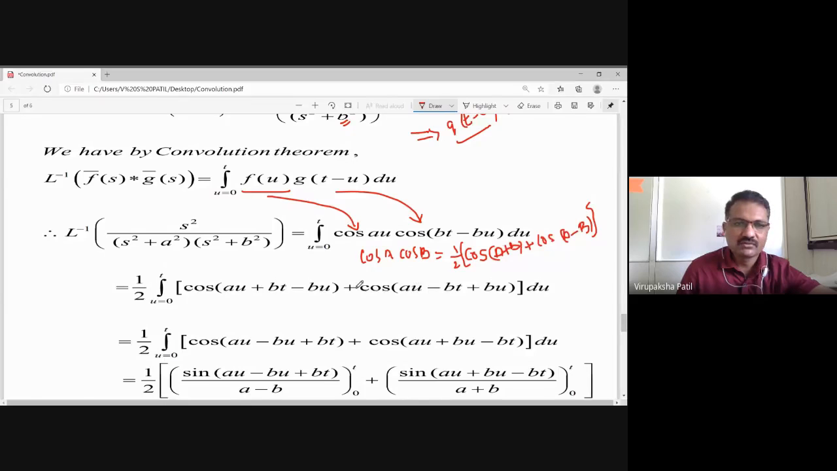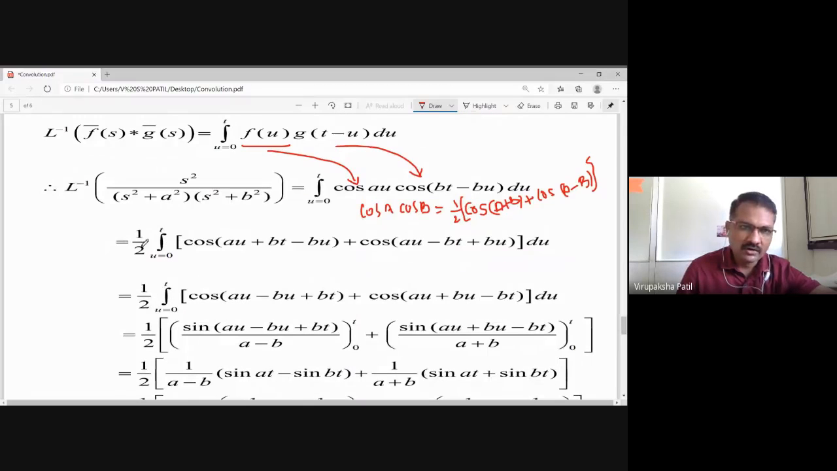So using this formula, one by two I have already taken outside here. Integration u is equal to 0 to t of cos of a plus b. A is au here, b is bt minus bu. So you will get cos of au plus bt minus bu, then plus cos of a minus b.